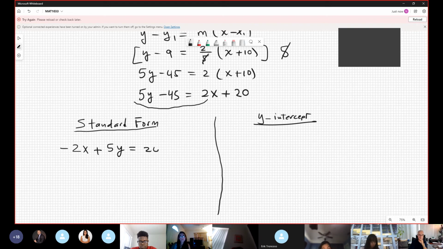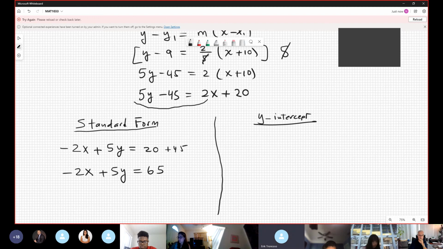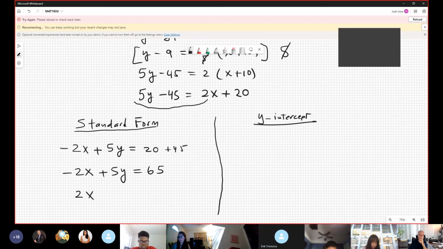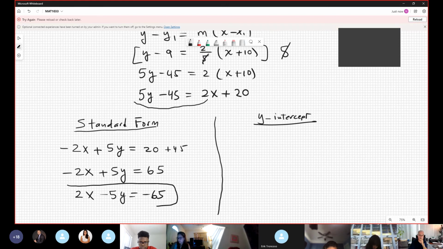And this is 20 plus 45 is 65. So it's minus 2x plus 5y equals 65. Is that correct, or do we need to change something? Multiply by -1 to eliminate the signs. 2x minus 5y. In order to guarantee, guys, that the coefficient a, the coefficient in front of x, must be positive.